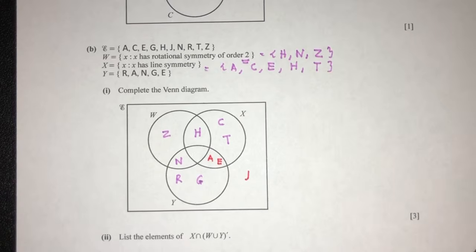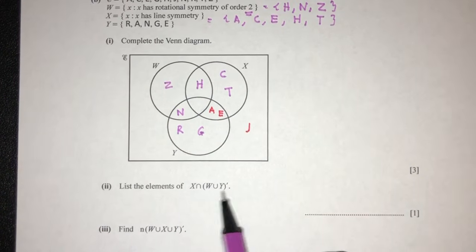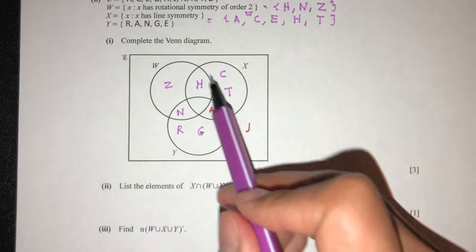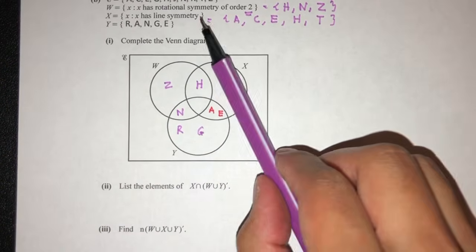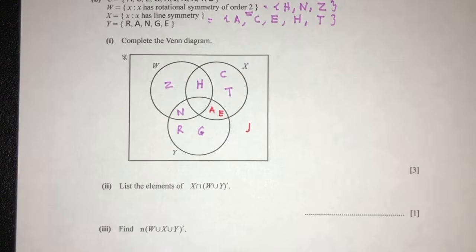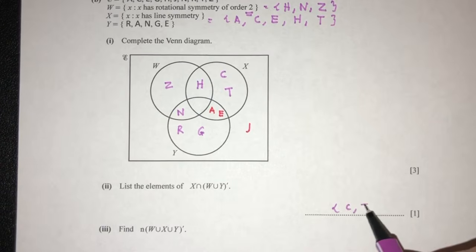Again, it is not tough, it is kind of annoying. We just have to be careful in choosing which one will be in which set. Now part 2, list the elements of this one, so one by one. W union Y will be what? W union Y will be these two sets. Now its outside will be this one. Now intersecting with X will be these two, so you have only two elements, X and T.